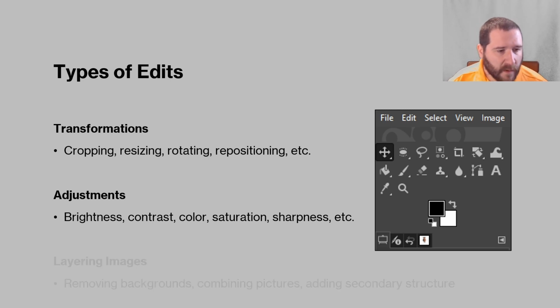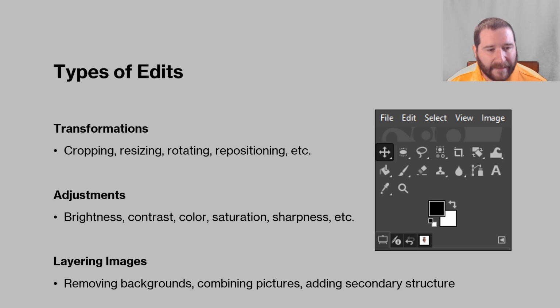And finally, we're going to look at how to layer images. Okay, layering is really useful with photo editing to do things like remove backgrounds, combine pictures, or to add secondary structure. We talked about yesterday, things like text or shapes, that sort of thing.